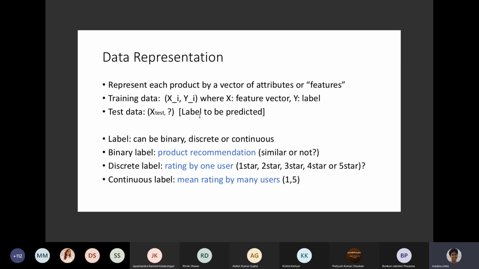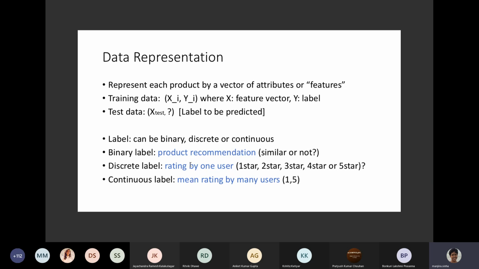Say, for example, I have a set of heights and weights of a particular group of people, and so this is a continuous label space, right? Because there are no discrete weight labels or discrete classes in the label space. So a binary label, like in product recommendation as we are seeing, is similar or not. A discrete label can be a rating by one user, like 1 star, 2 star, 3 star.